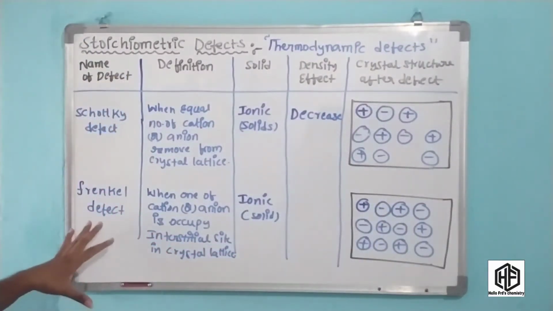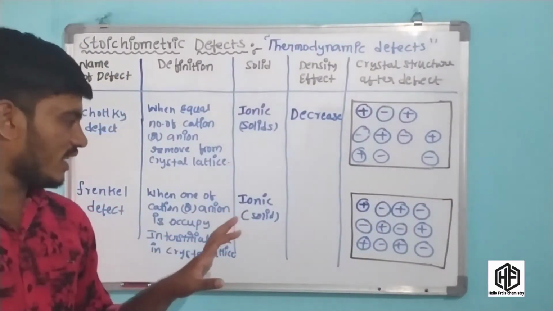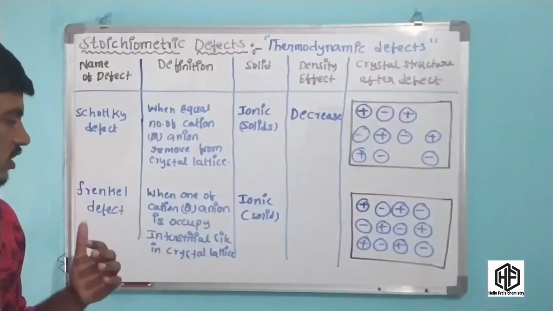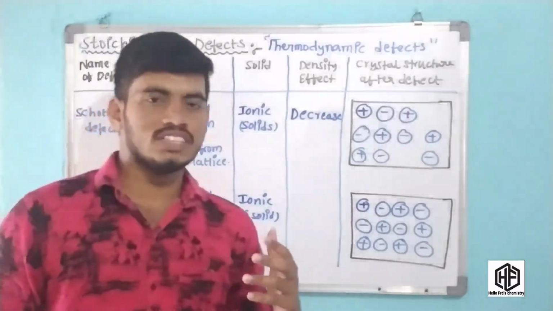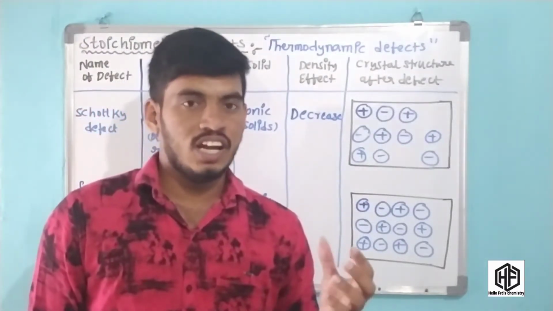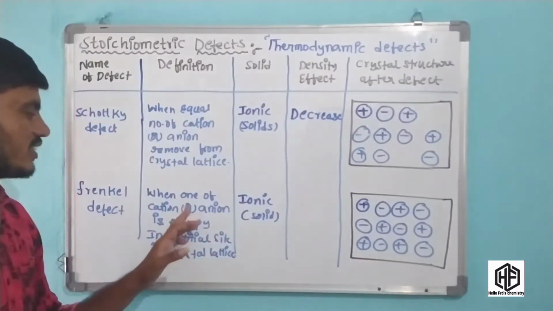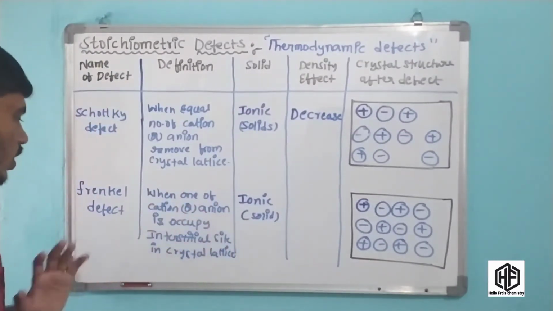Okay, friends, now what is Frenkel defect? When one of the cation and anion occupies interstitial sites. Okay, friends, it means now we have to consider a void situation. That void position is occupied by this cation or anion. This is also called Frenkel defect.